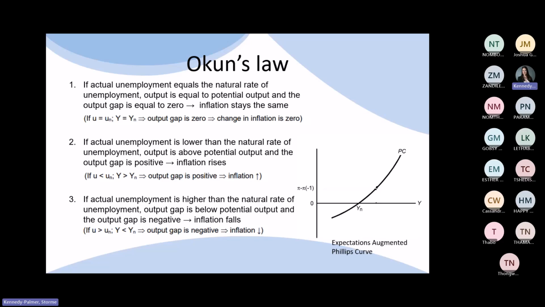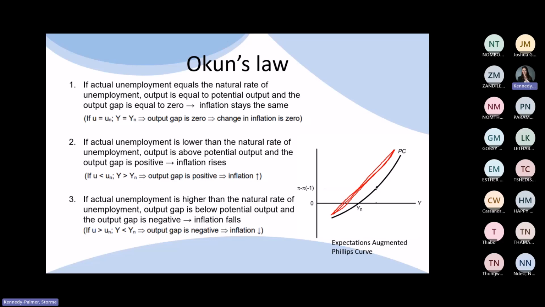Okun's law states that there is a negative relationship between the level of unemployment and the level of output and income. Since there is a negative relationship between the level of unemployment and the change in inflation, and a negative relationship between the level of unemployment and the level of output and income, there is therefore a positive relationship between output and the change in inflation, which is illustrated by the upward sloping expectations augmented Phillips curve.